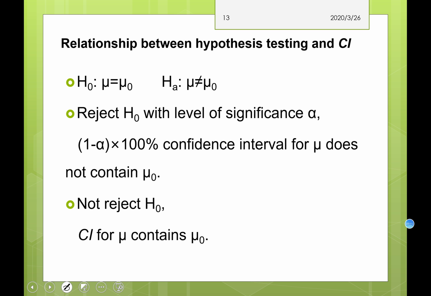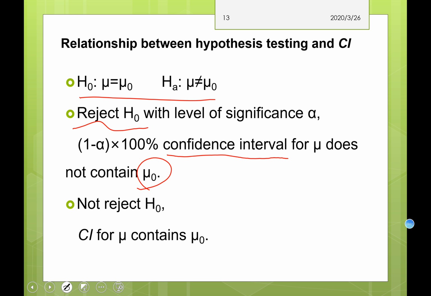And there is some special relationship between hypothesis testing and confidence interval. So when we use the hypothesis testing method, if we reject H0 at significance level alpha, and at the same time we use the same numbers to calculate the 1 minus alpha confidence interval for mu, we will find that the confidence interval does not contain the number mu 0. So that's very special.